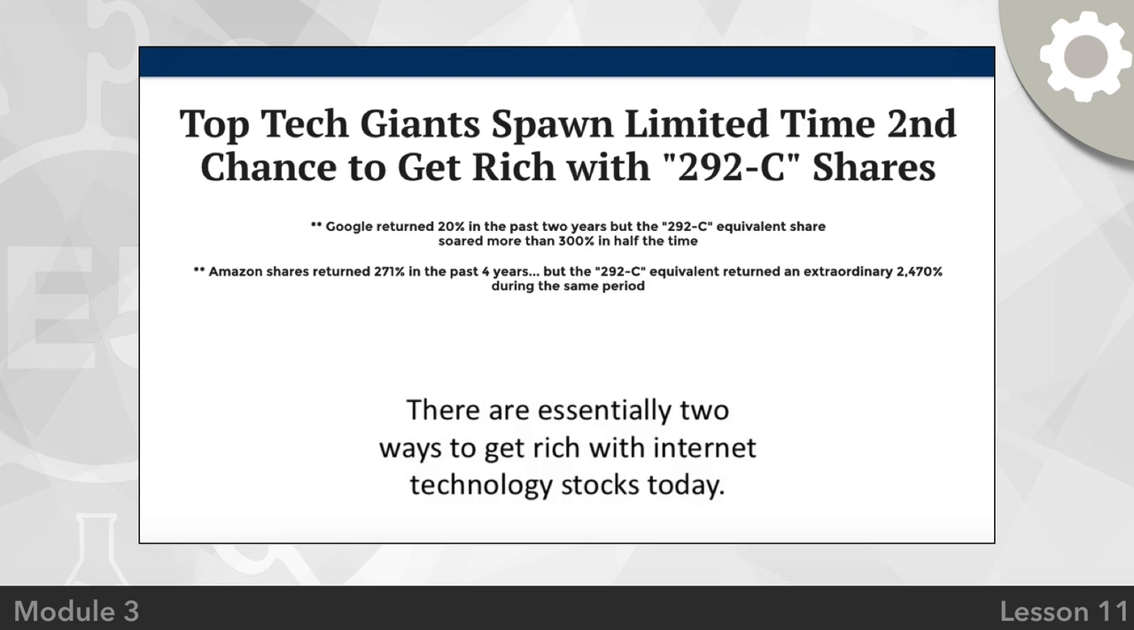This is another example from the folks over at Stansberry Research. Top tech giants spawn limited time second chance to get rich with 292 shares. Google returned 20% in the past 2 years, but the 292C equivalent share soared more than 300% in half the time. Amazon shares returned 271% in the past 4 years, but the 292C equivalent returned an extraordinary 2,470% during the same period. So you've got this intellectually interesting idea, or what would be to investors, that these top tech giants spawn this limited time, second chance opportunity to get rich with 292C shares.